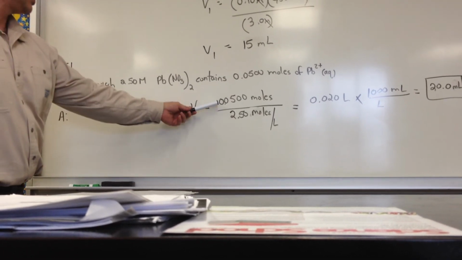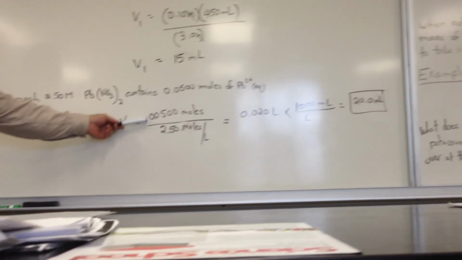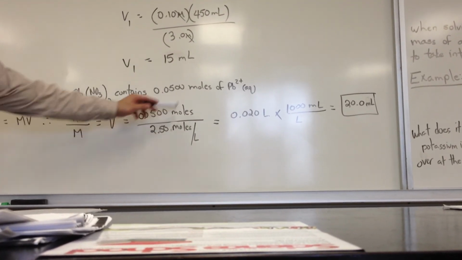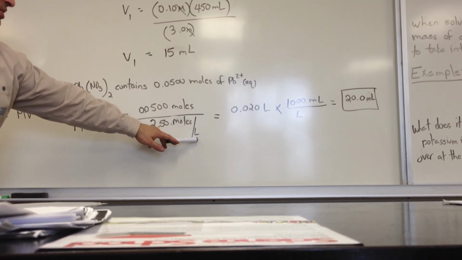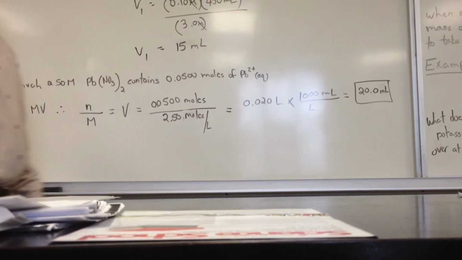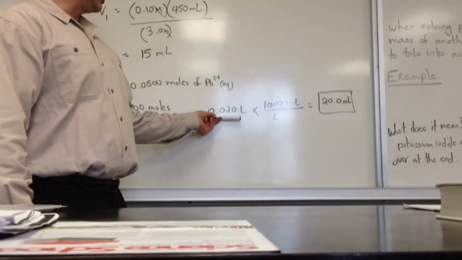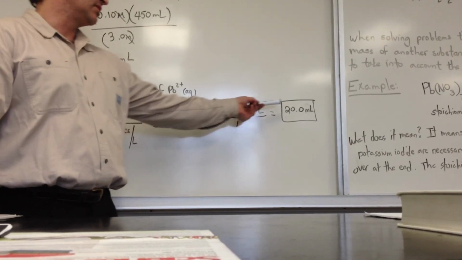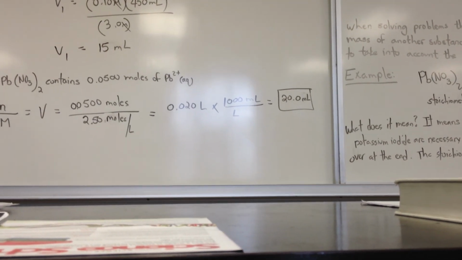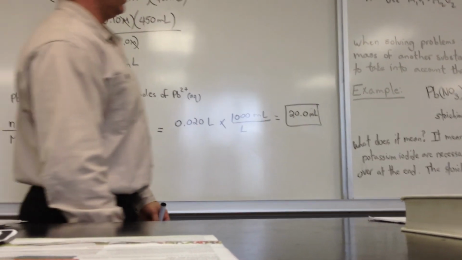So here are the conditions: 0.05 moles of plumbous ion from a solution that has a concentration of 2.5 moles per liter. Moles will cancel. The liters is the denominator of the denominator, which turns into the numerator. So it gives us 0.02 liters. We multiply by 1,000 to turn it into milliliters. So it takes 20 milliliters of solution to isolate 0.05 moles of plumbous ion.